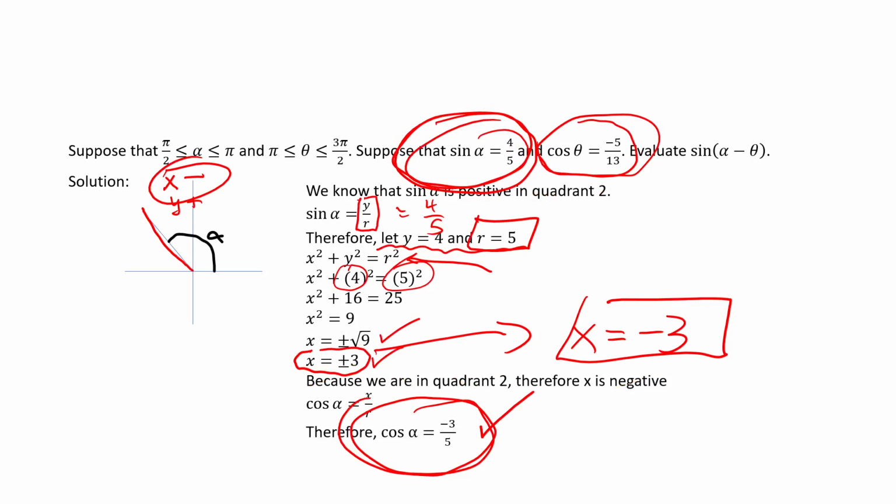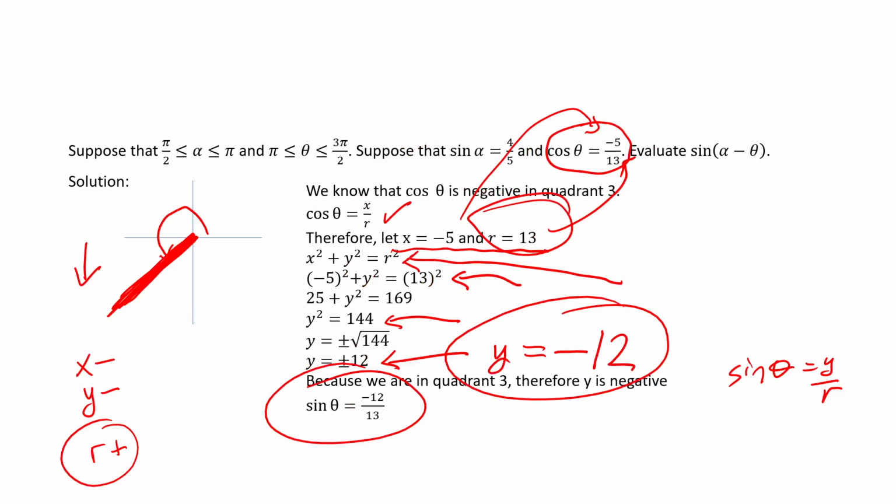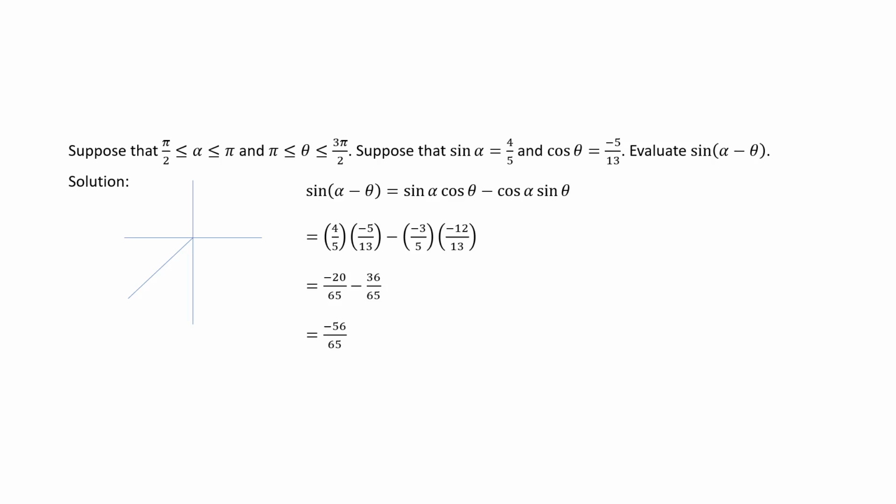So from the previous slide, we learned the values of sine alpha, cos theta, and cos alpha. Now we know the value of sine theta, and all we have to do is put them together. Because the question is asking us for the sine of alpha minus theta. Well, the sine of alpha minus theta is sine alpha cos theta minus cos alpha sine theta. Plugging in our values for sine alpha, cos theta, cos alpha, and sine theta, and multiplying, we get negative 20 over 65 minus 36 over 65, which is equal to negative 56 over 65.